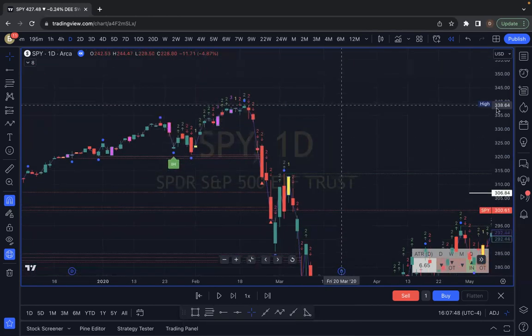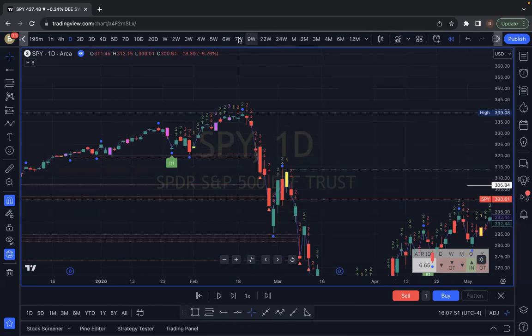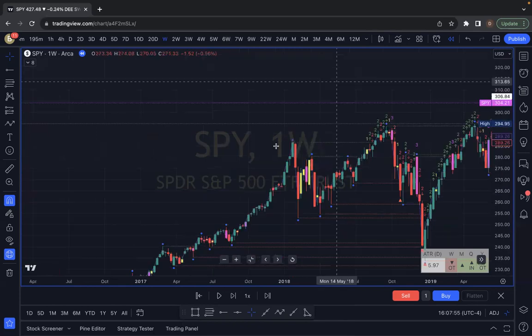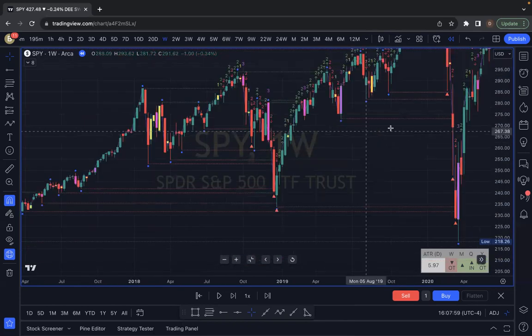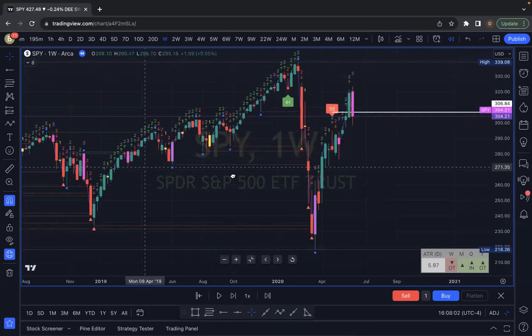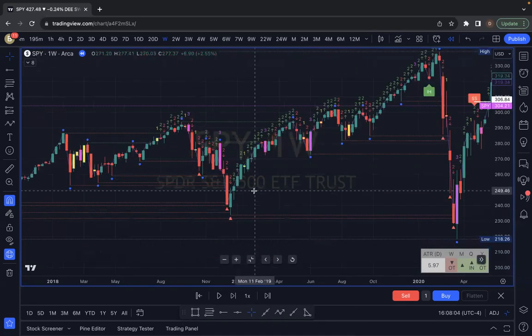So let's look at this downfall right here. And let's look at it on a weekly time frame. I like to look at downtrends because I know downtrends kind of trip people up when they see them. So here we had a downtrend.